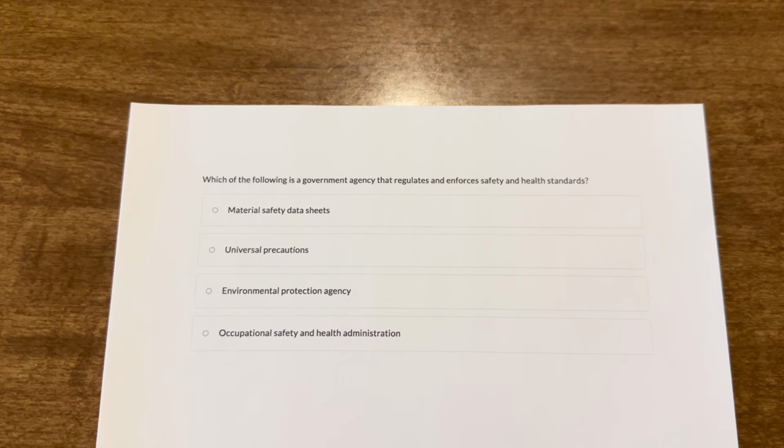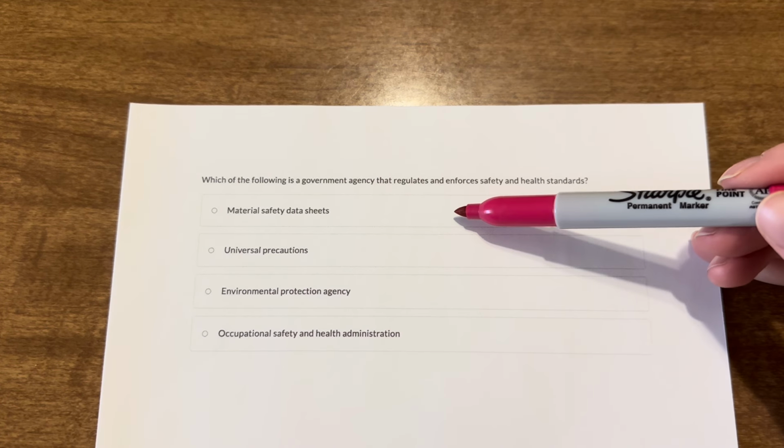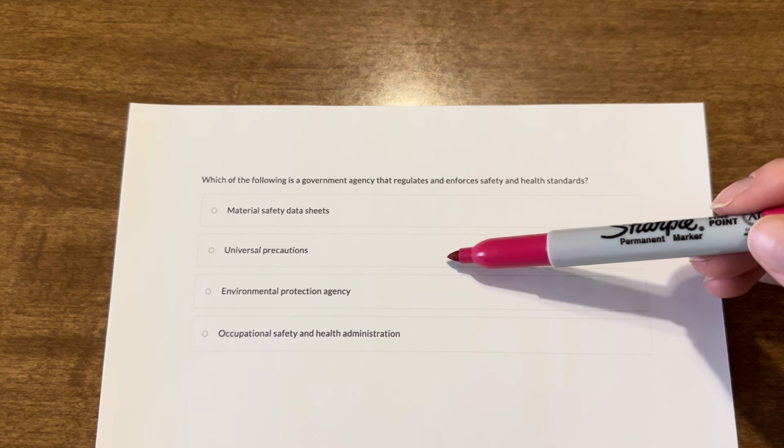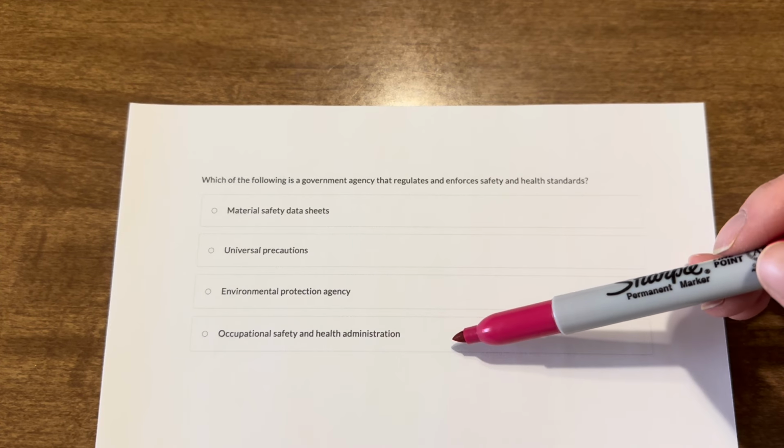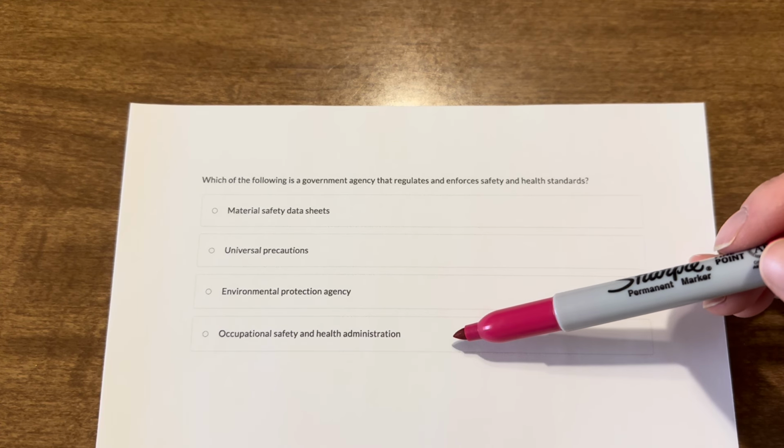Which of the following is a government agency that regulates and enforces safety and health standards? Is it Material Safety Data Sheets, Universal Precautions, Environmental Protection Agency, or Occupational Safety and Health Administration?